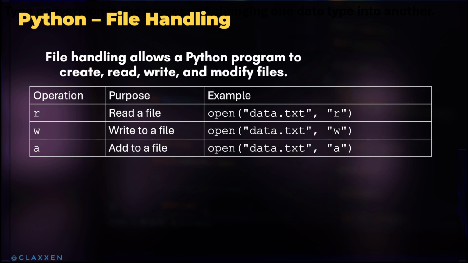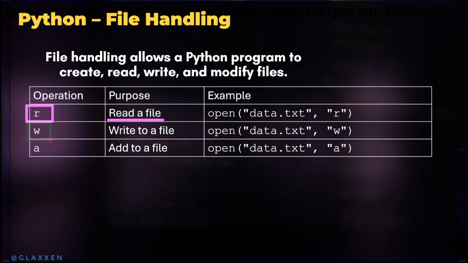So Python file handling allows a Python program to create, read, write, and even modify files. If you, for example, want to read a file, not just a Python file, there is simply a way you would need to write it. But the most important thing is using the R argument, which simply allows you to read from a file.